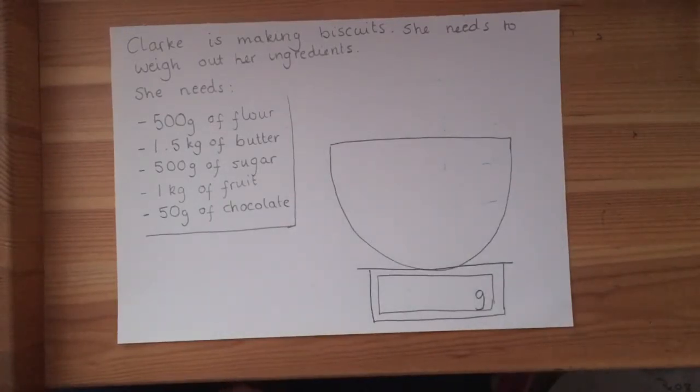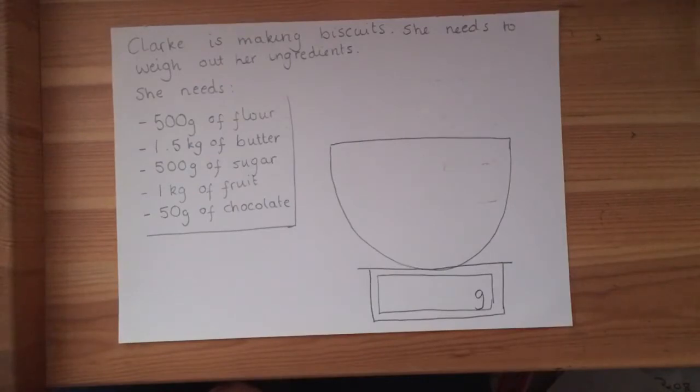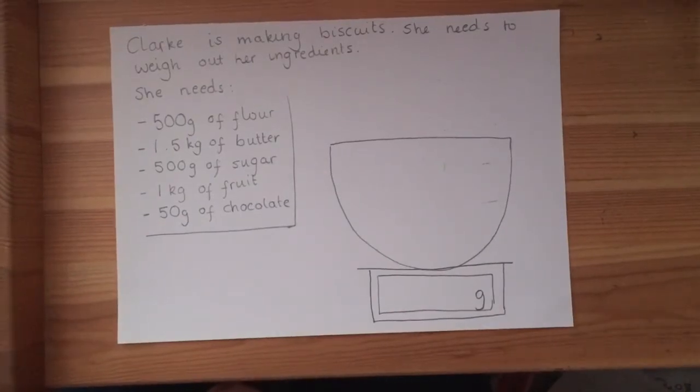Clark is making biscuits. She needs to weigh out her ingredients. She needs 500 grams of flour, 1.5 kilograms of butter, 500 grams of sugar, 1 kilogram of fruit, and 50 grams of chocolate.